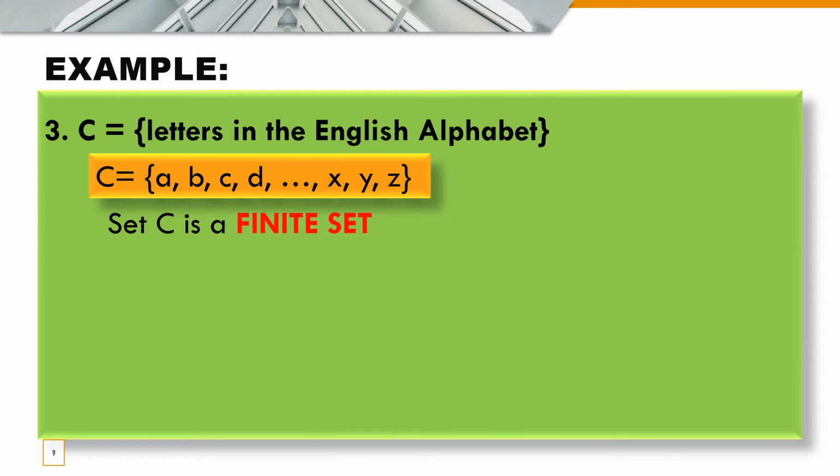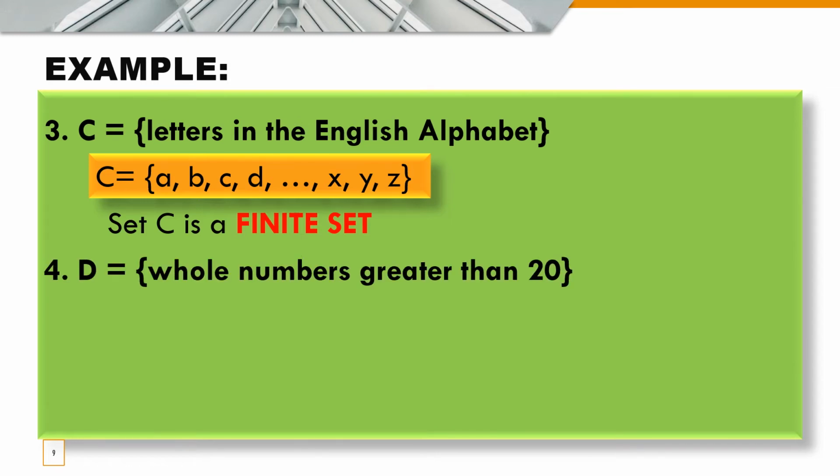Though gumamit tayo dito ng ellipsis, it doesn't mean na infinite siya. Okay? Kasi alam naman natin na yung English alphabet is from A up to Z at mabibilang siya natin. Gumamit lang tayo ng ellipsis dito para hindi naman masyadong mahaba na isusulat natin lahat ng letters from A to Z. Okay.